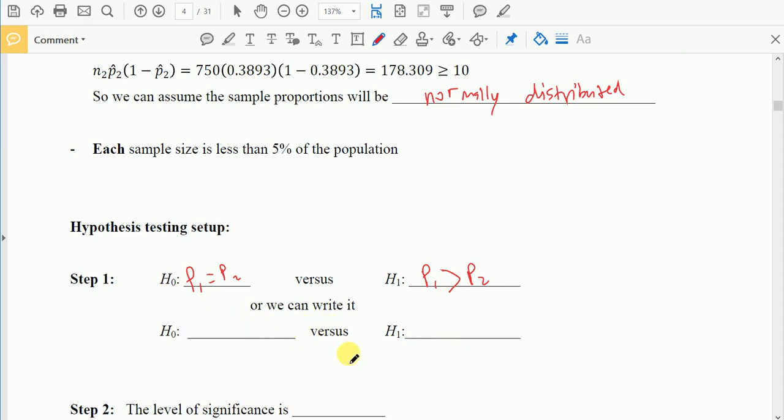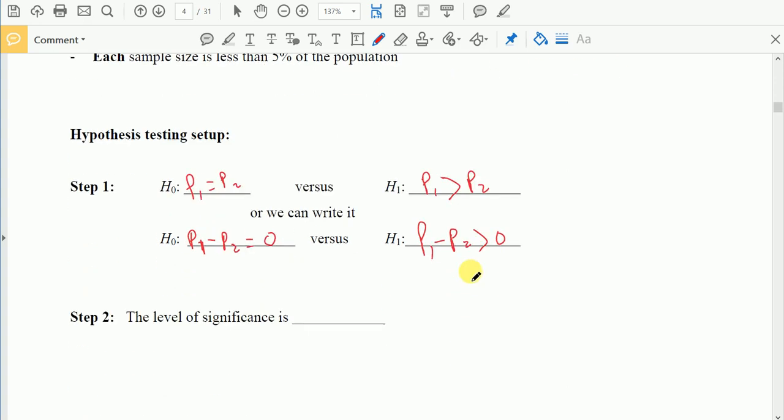Or if you want to move P2 to the left side, you can also subtract that, and you have 0 on the right side. Or you have P1 minus P2 bigger than 0. There are two ways you can write that. I prefer the first one, because we follow what we had above. The level of significance is 0.05.